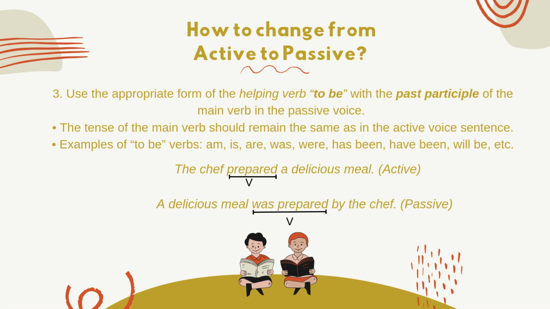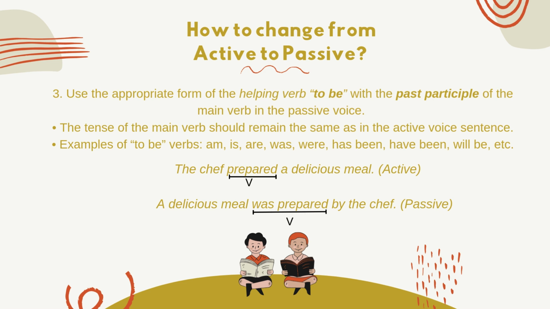Why did we choose was as a verb to be? Because we have to keep the verb to be in the past. So we do not use is, we use was. We have to keep the tense of the main verb the same as in the active voice sentence. Now we agree that was should be used as a verb to be, was prepared. The past participle of prepare is prepared.